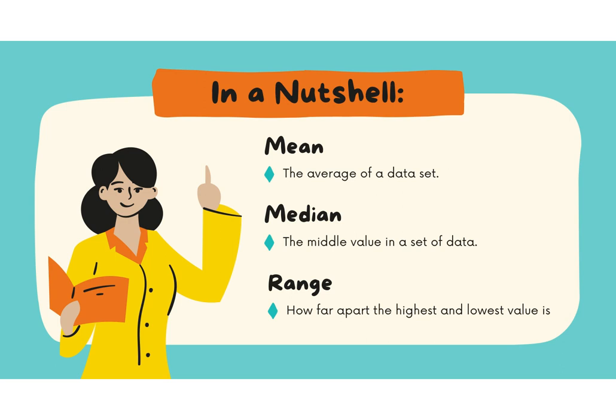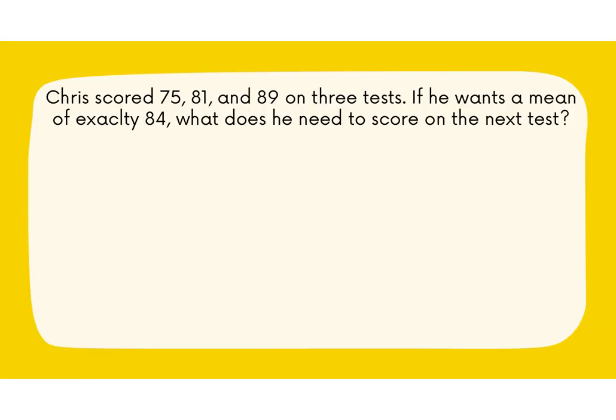So real quick, if you didn't watch the mean video, here are the three data things we're going to be looking at. Mean is the average, which means we would add up all of our data and then divide by the number of data points that we have. Median is the middle value, so we put them into smallest to biggest order and figure out which one's in the middle. And then last but not least, we have range, which is how far apart our highest and lowest value is. So we just take the highest and subtract off the lowest.